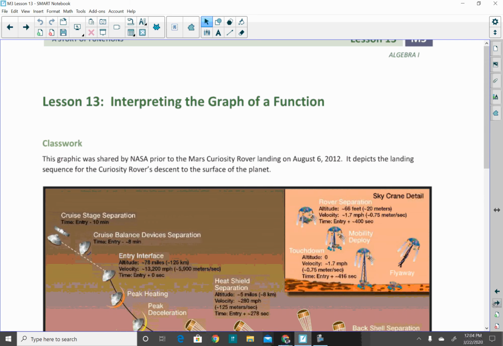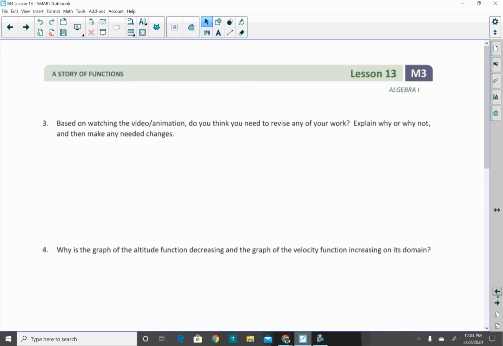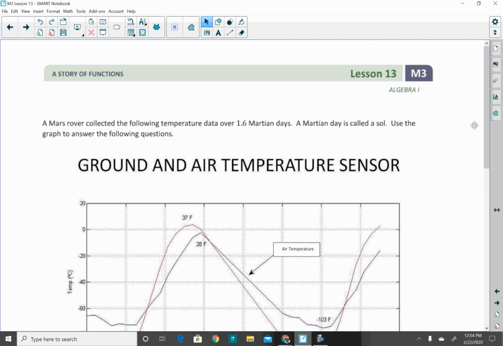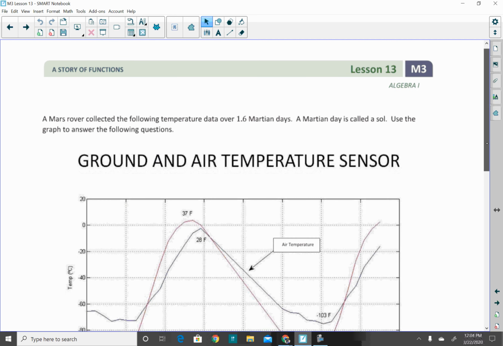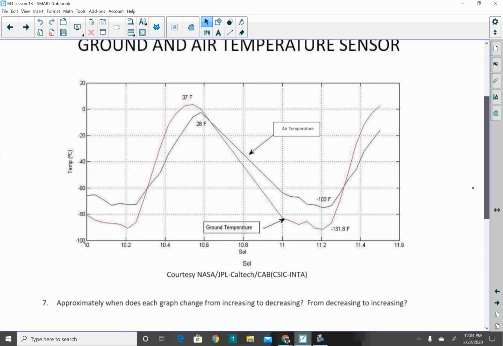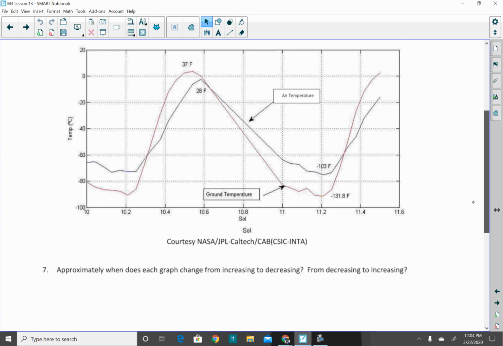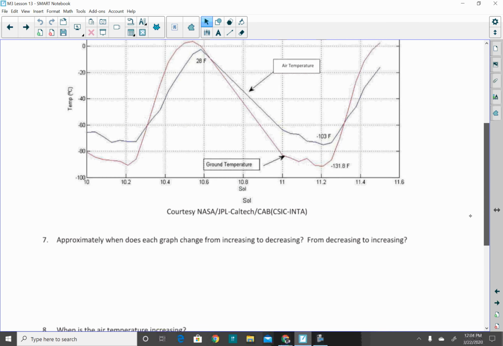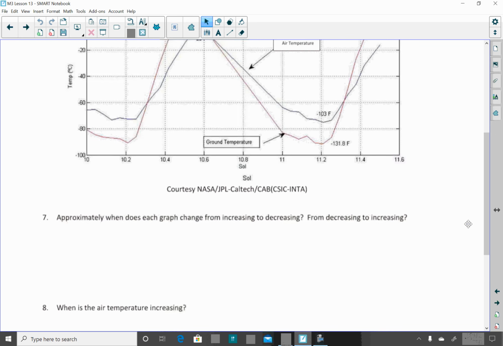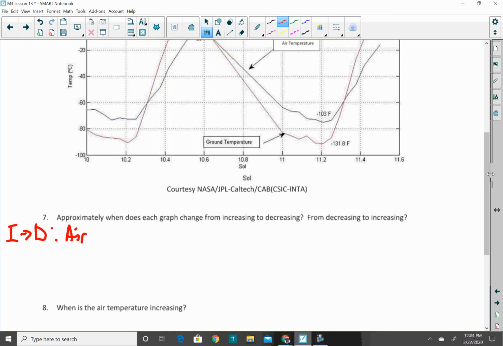And we're going to skip ahead to this. This is some actual data from the Mars rover on the ground and air temperature on Mars. And we're going to look at the intervals where each graph changes from increasing to decreasing and from decreasing to increasing. So let's do increasing to decreasing first. Try to write the increasing to decreasing. We're going to do the air temperature first.